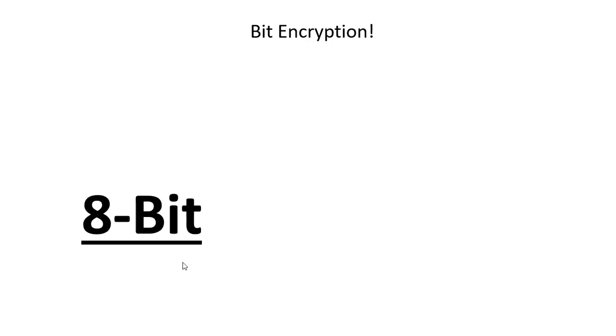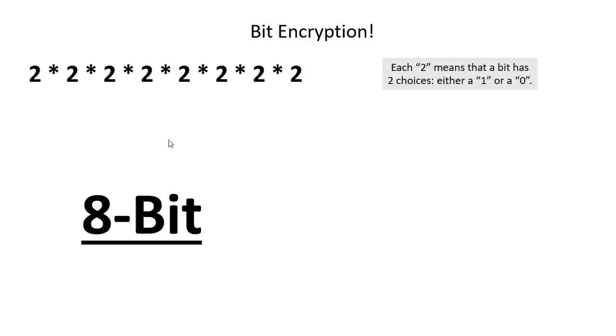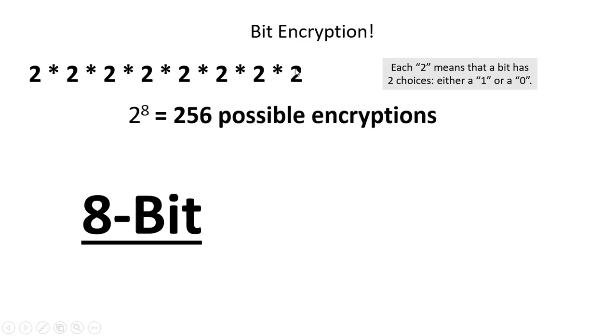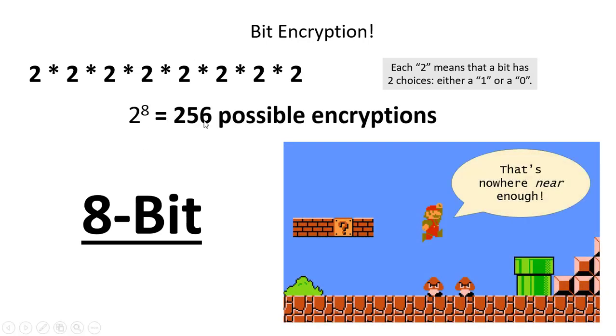So the question then is, how many possible 8-bit codes are there? Well, if we think about it mathematically, there are two choices for the first bit, because each bit can only be a 1 or a 0, which means it has two choices. The second bit is also two choices. The third bit is also 2. The fourth bit is also 2, all the way down, which means we end up with 2 to the 8 or 256 possible encryptions, 256 possible codes.